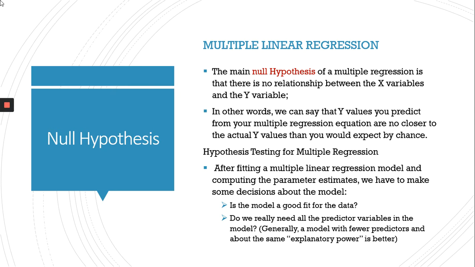Hypothesis testing for multiple regression: after fitting a multiple linear regression model and computing the parameter estimates, we have to make some decisions about the model. Is the model a good fit for the data? Do we really need all the predictor variables in the model? Generally, a model with fewer predictors and about the same explanatory power is better.